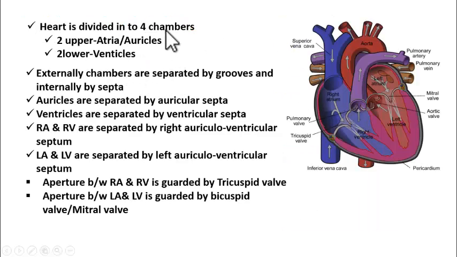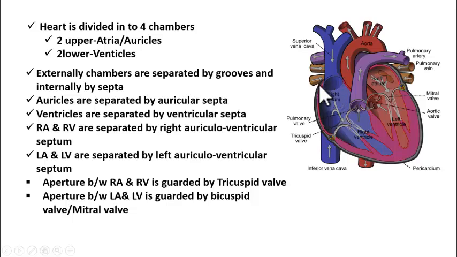Heart is divided into four chambers, let's say four rooms. The upper two rooms are called as atria or auricles. Lower two rooms are called as ventricles. See here, this is heart and there are four rooms in it. The upper two rooms, this one and this one, they are called as atria or auricles. And lower rooms, this one and this one, they are called as ventricles.